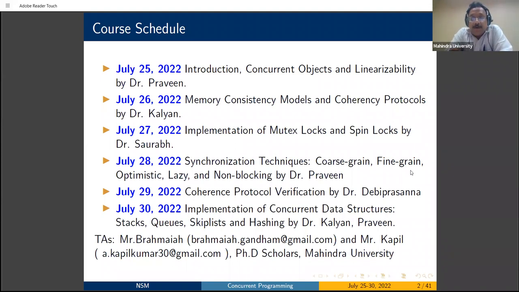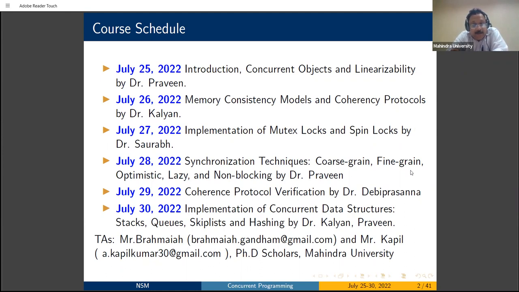Mainly, I would like to focus on lazy synchronization, optimistic synchronization and fine-grained synchronization. On the 29th, Dr. Devi Prasanna Sahu from IIT Roorkee would like to discuss coherence protocol verification. Anyhow, you have some idea about MESI and MOESI protocols. Just like MESI and MOESI, a few other protocols are there, and you would like to discuss those things.